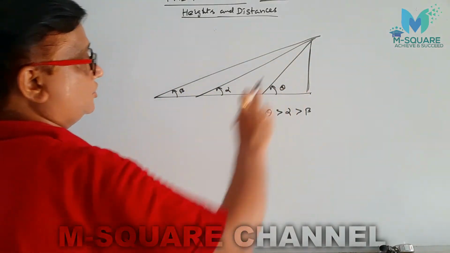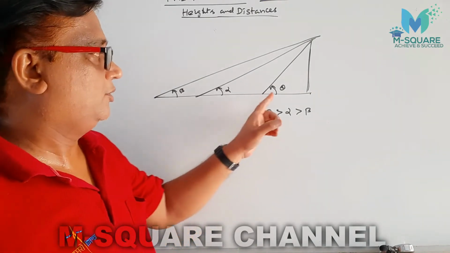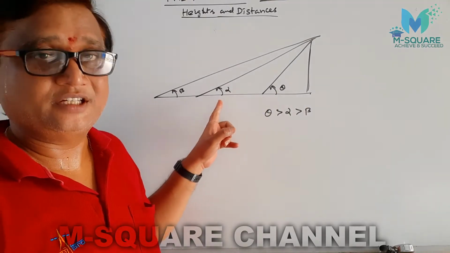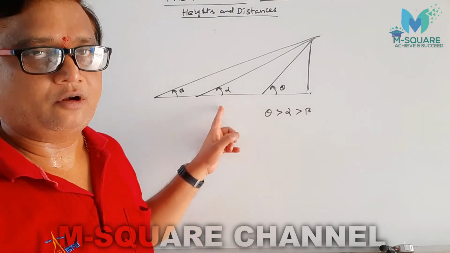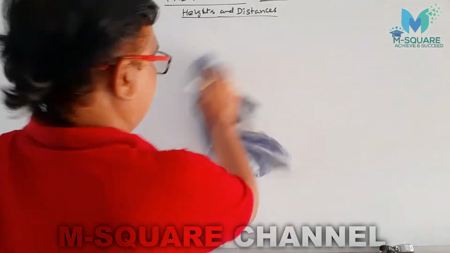So first observe this angle of elevation. This is the most important. Some people, while drawing, put 45 here, some people put 60 here. So it is quite wrong. Please observe this type of questions.